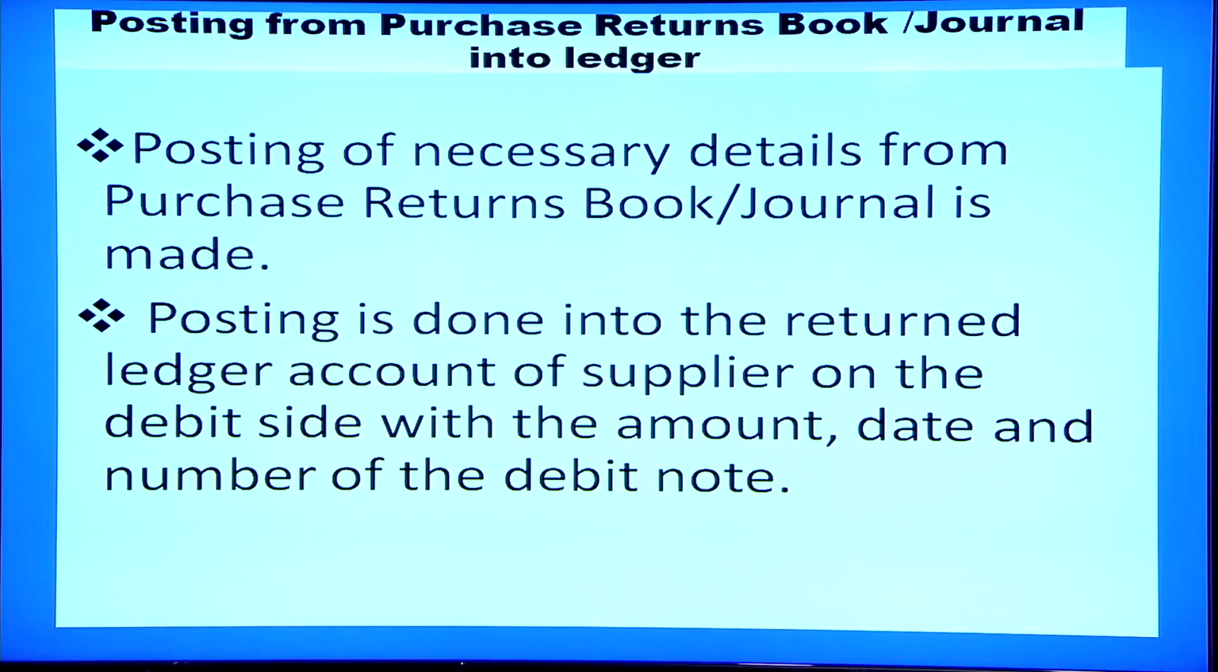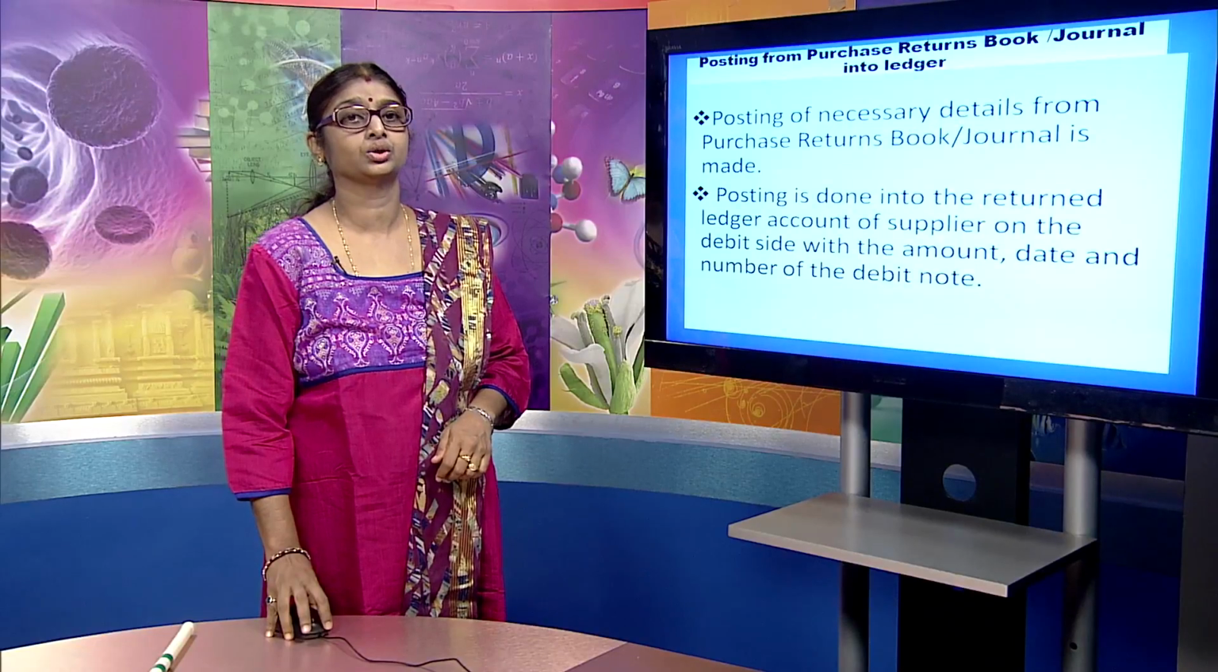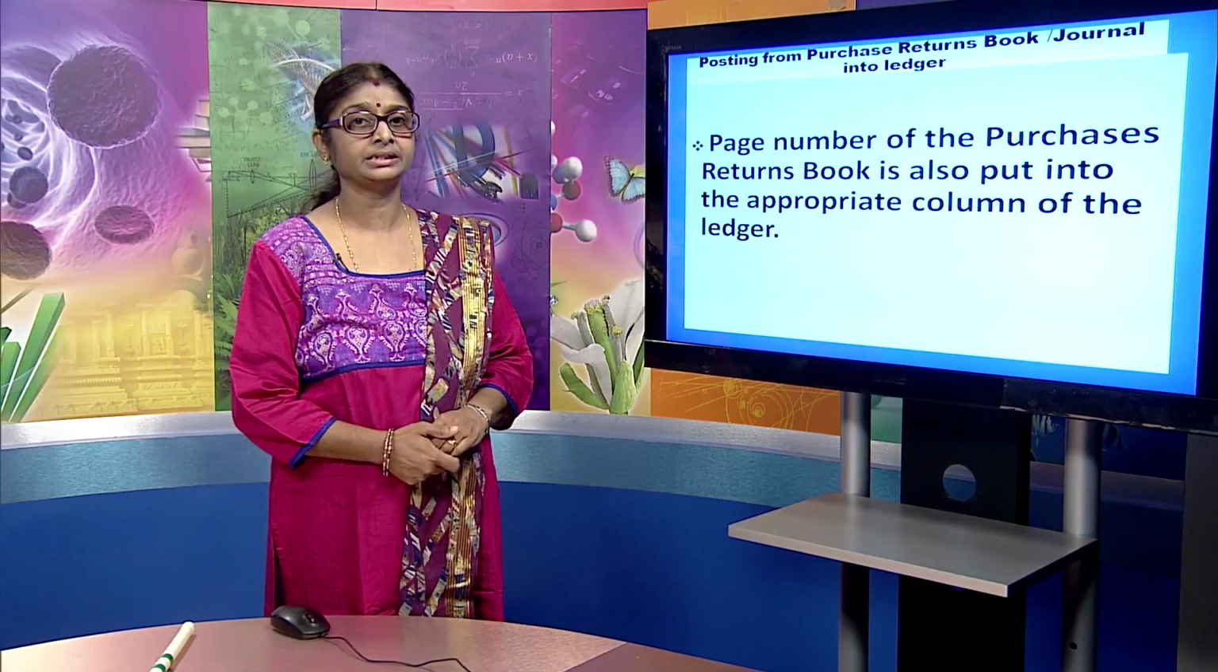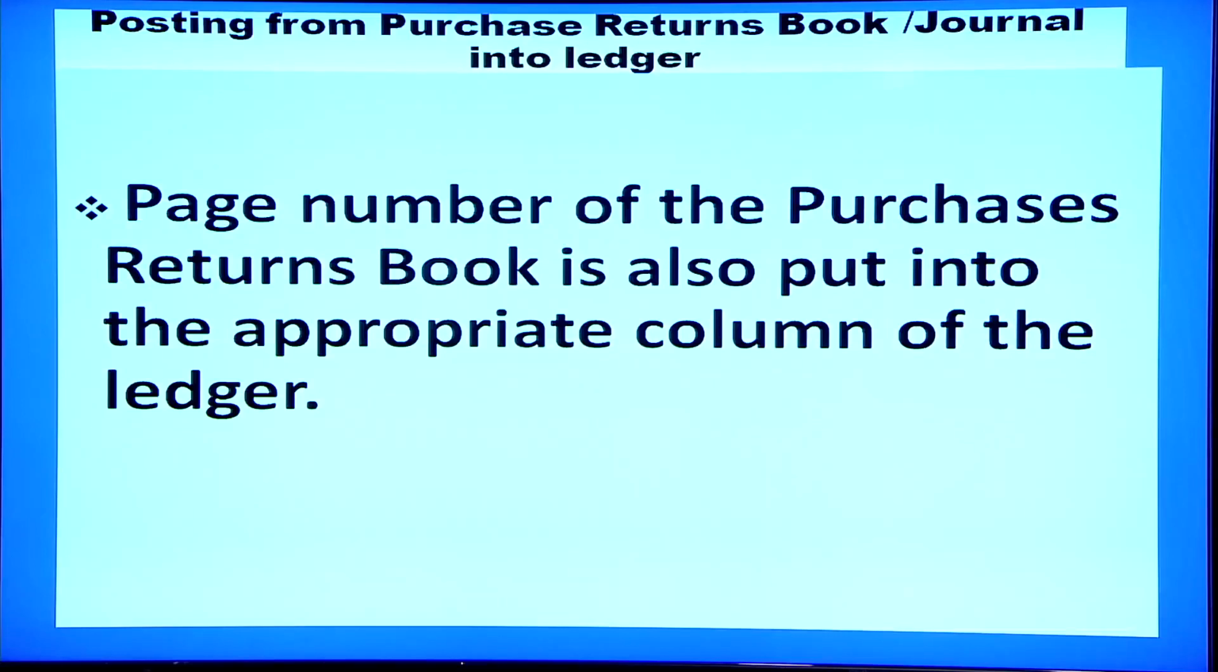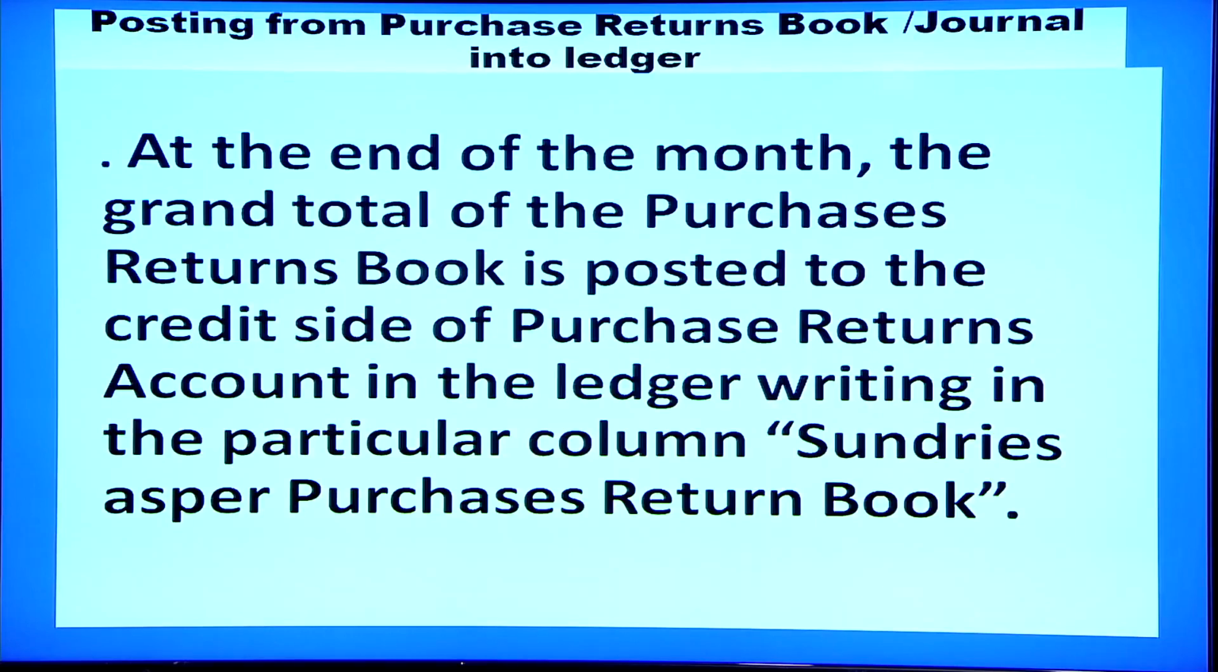Posting of necessary details from the purchases returns book is made into the returned ledger account of the supplier on the debit side with the amount, date and number of the debit note. The page number of the purchase returns book is also put into the appropriate column of the ledger. At the end of the month, the grand total of the purchases returns book is posted to the credit side of the purchases returns account. In the ledger, write in the particulars column sundries as per purchases returns book.